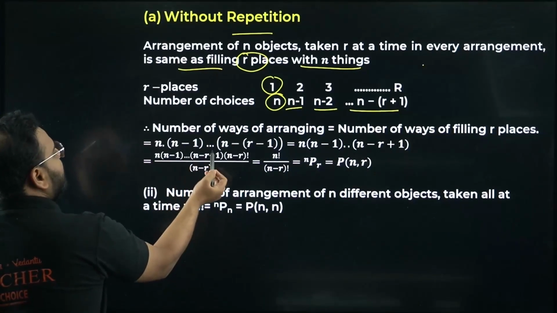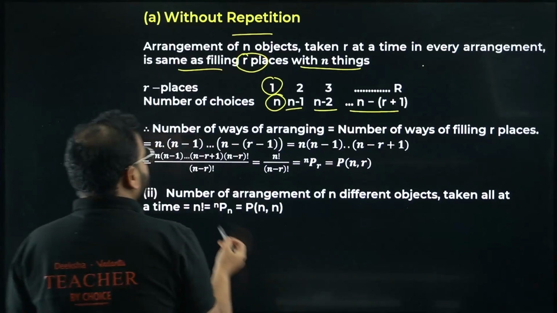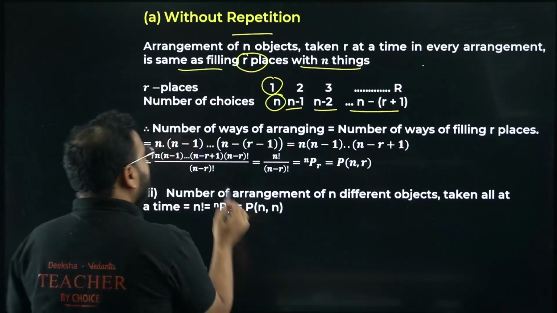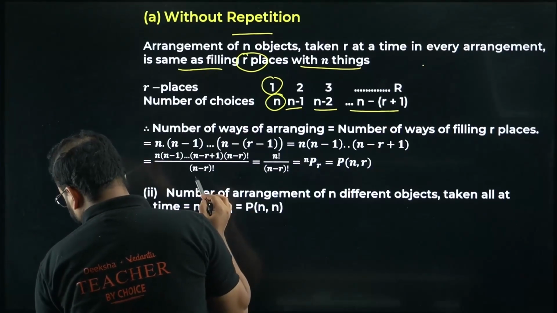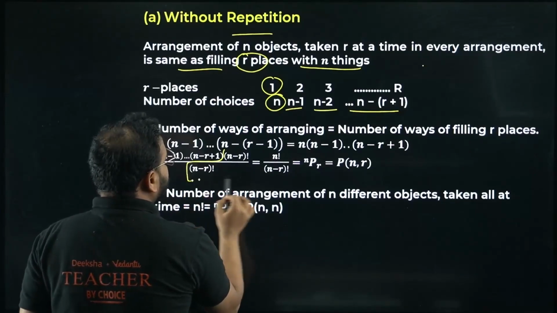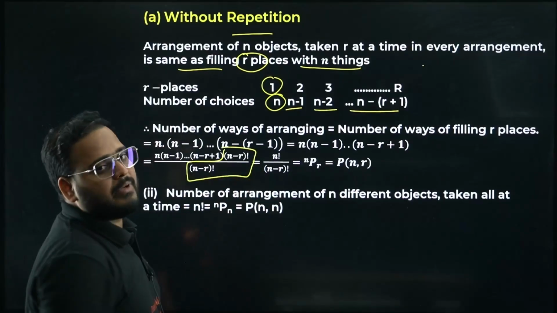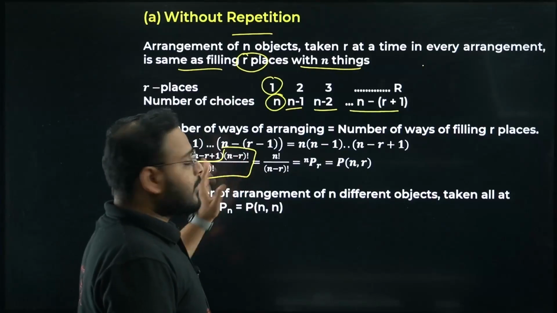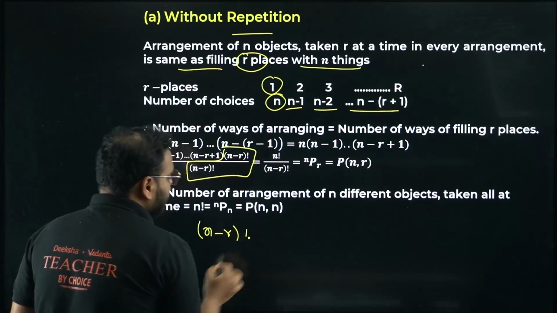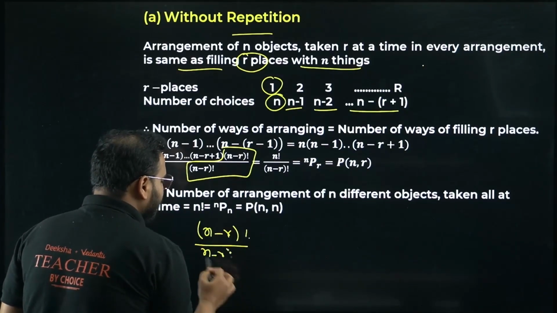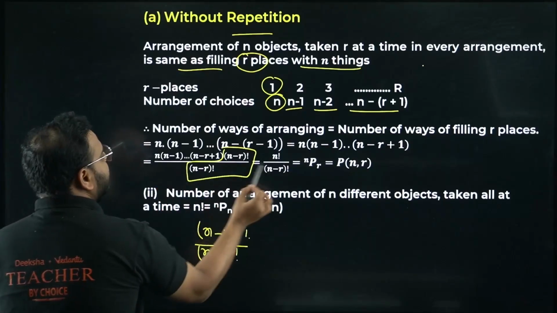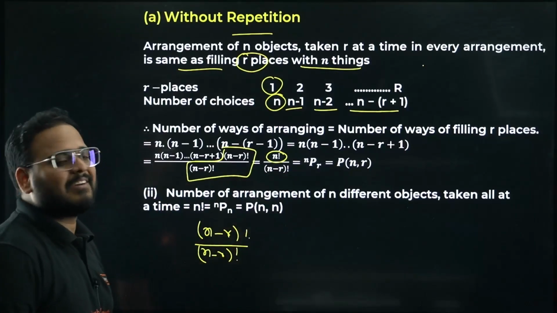Please check here. n into n minus 1 into ... n minus r plus 1. What I'm doing over here is multiplying this with n minus r factorial in both the numerator and denominator. What do I get over here? Please check. I'm going to get simply n factorial, sir. Simply n factorial.